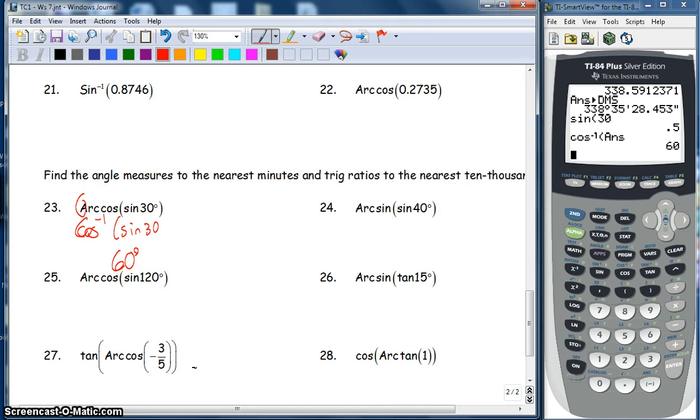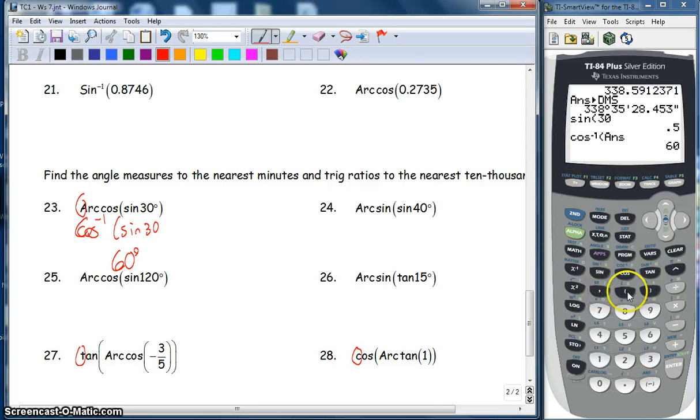Let's do number 26. Now, before I actually do number 26, notice how 28 and 27 are little tangent, little cosine. It doesn't matter. I'm not talking about the inverse for those. I'm not talking about arc cosine or tangent inverse. So that just means you're finding a solution for the trig function. I'll do that one next. I'm going to do 26 and then I'll do 28.